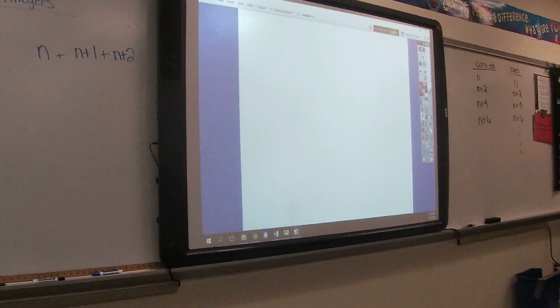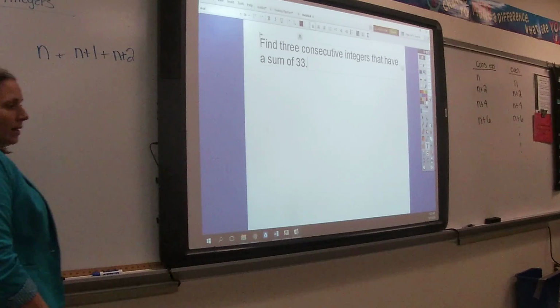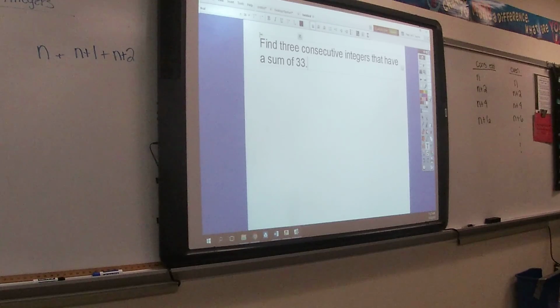We want to then be able to look at problems that say something like, find 3 consecutive integers with a sum of 33. Oh, sorry, that went off. So it's sort of like I'm thinking of a number, you don't know what it is, here's some information about it, you figure it out. So find 3 consecutive integers that have a sum of 33.